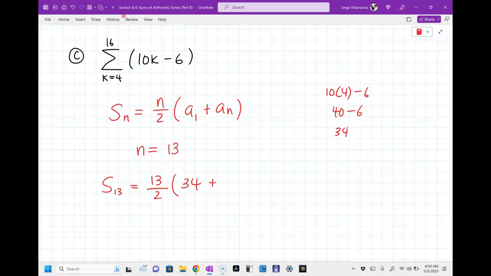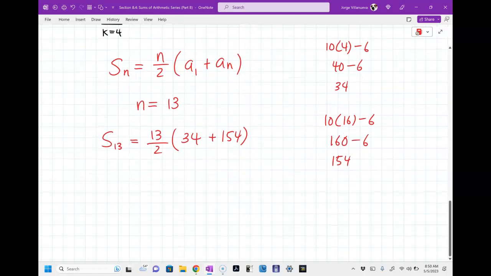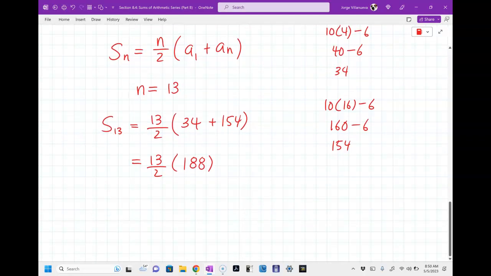And now I've got to find the last number. So I'm going to plug in a 16 into the formula. So 10 times 16 minus 6, that's 160 minus 6. So that's 154. I'm going to put 154 there. Now I'm going to add 34 plus 154. So that's 13 divided by 2 times 188. Now 188 divided by 2, that's 94.